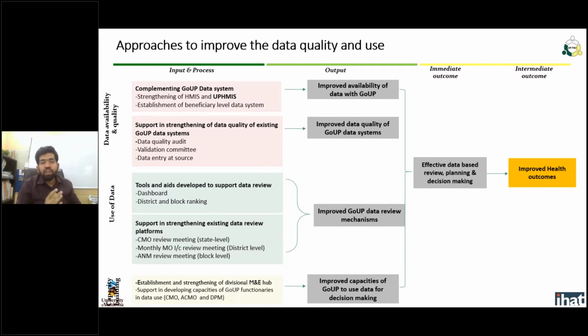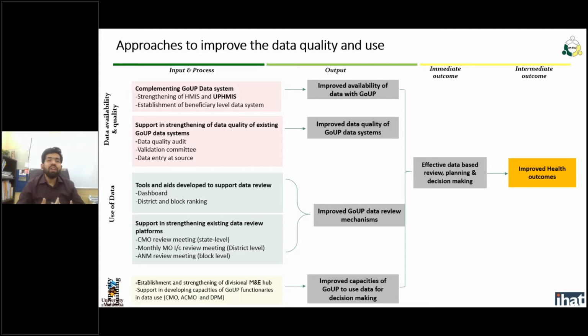Based on the gaps we have identified, we created a package of interventions which complement the UP data system, support data quality, and provide the tools for data use. We should also build the capacity of the government system so that it remains sustained. Based on that, there will be an increase in data availability, data quality, data review, and better capacity, so we will be able to achieve effective data-based review, planning, and decision making.